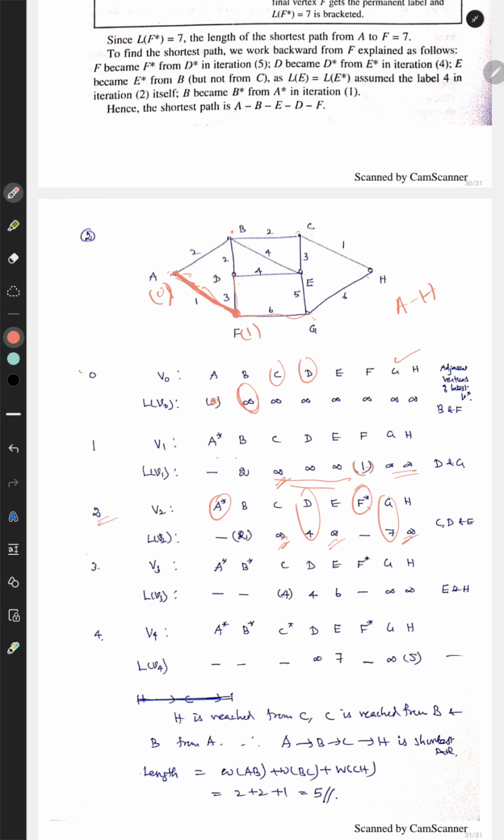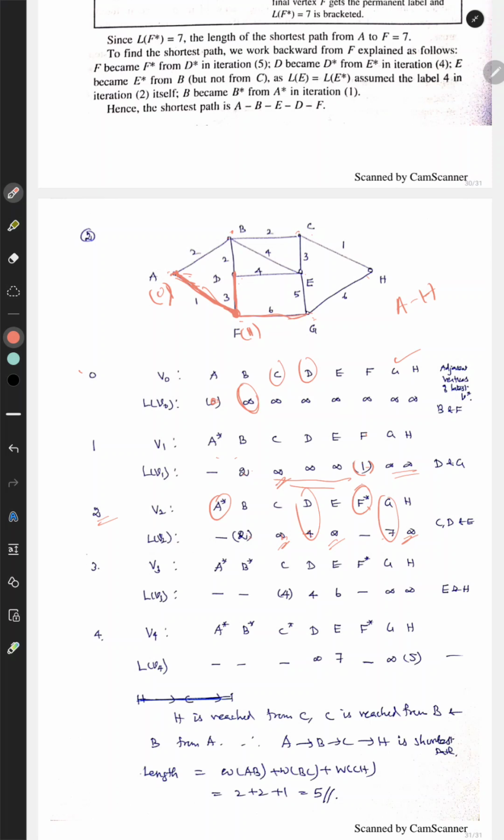What about D and G? For D it will be the permanent label of F plus the weight here, so it is 1 plus 3, 4, and for G it is 1 plus 6, 7. Among that, 4 is the smallest, but there is B also. B, its label didn't change. B already got the label as 2. It was not permanent in the previous stage, so B now has the label as 2.